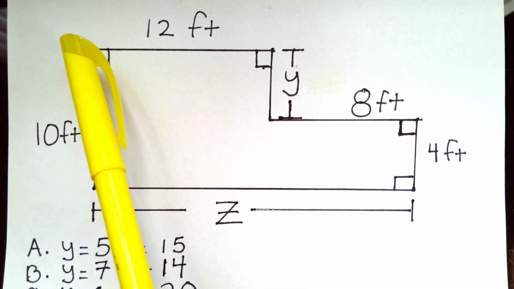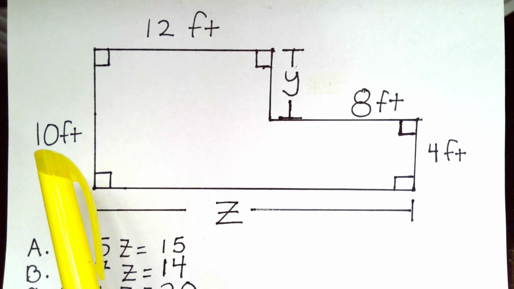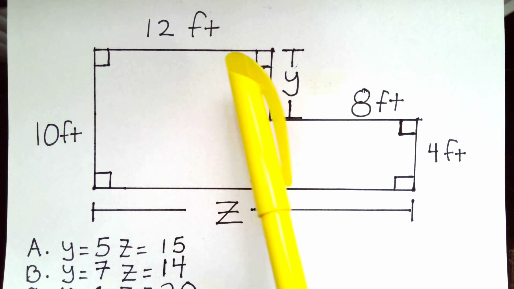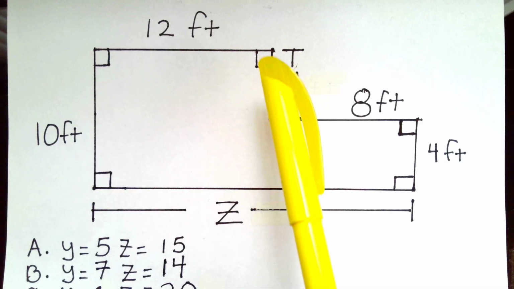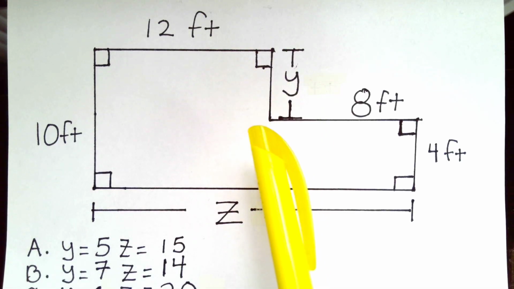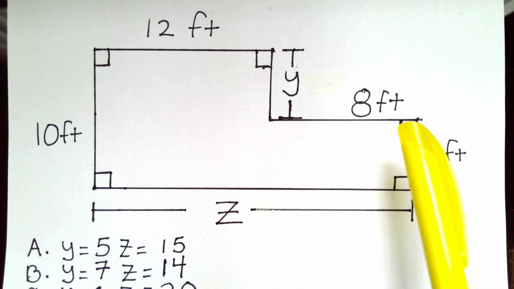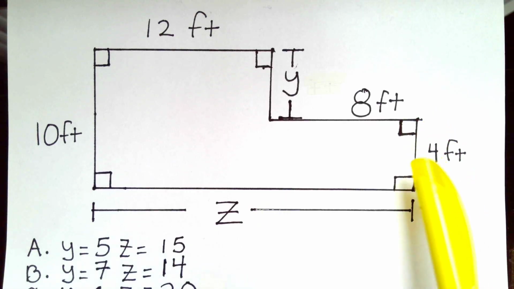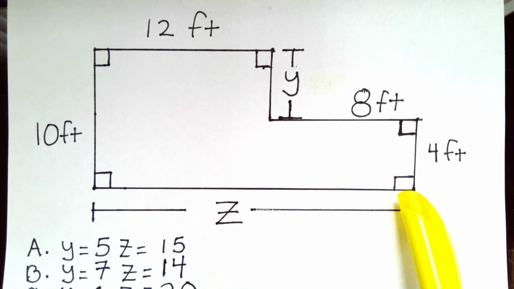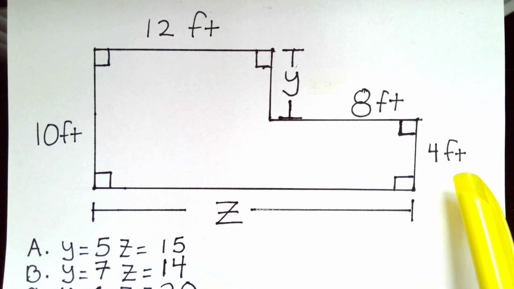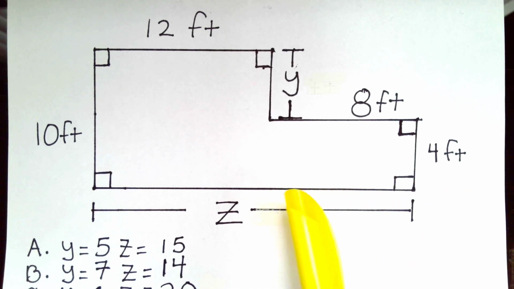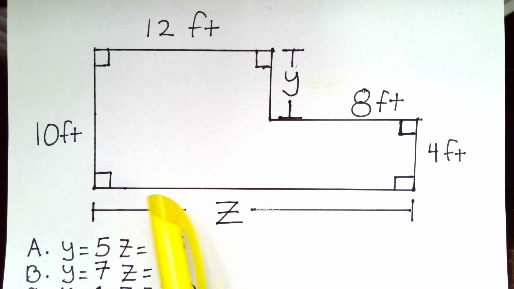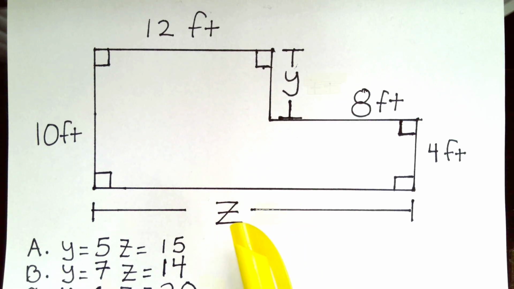And we have a side of the backyard of 10 feet, another side of the yard 12 feet. This portion here from top to bottom is y. From here to here, this length of the backyard is 8 feet. We have length from here to here, both of these right angles, 4 feet. And then the entire length of this side of the backyard is labeled Z.